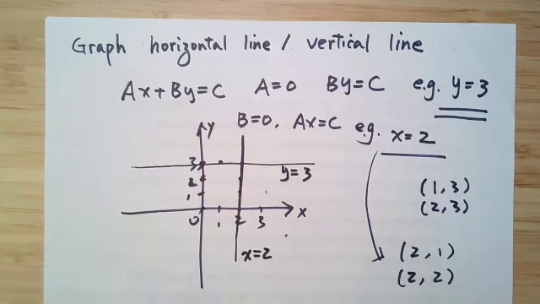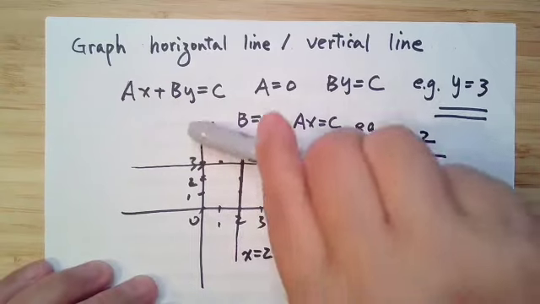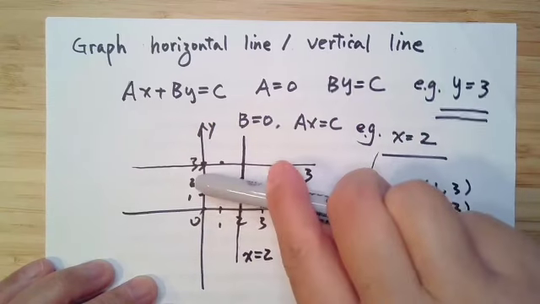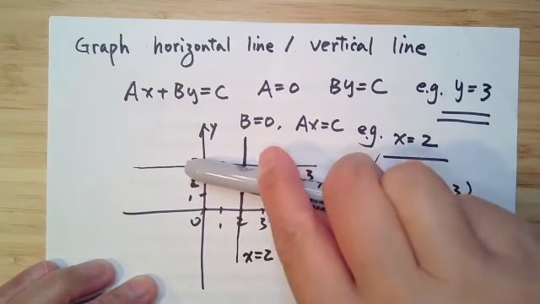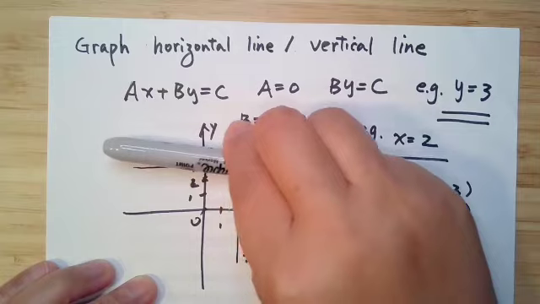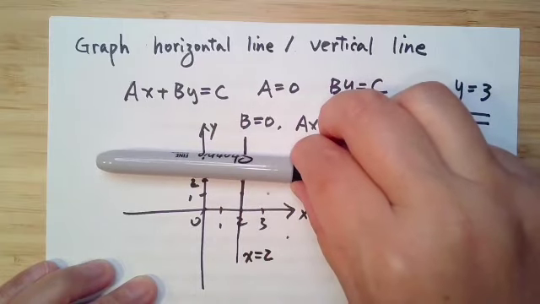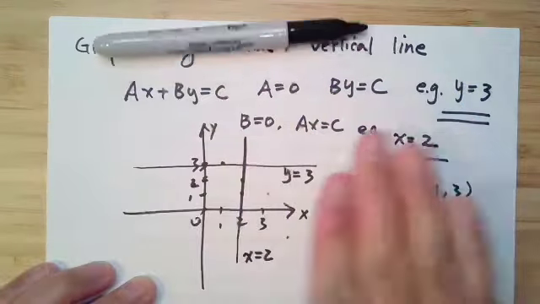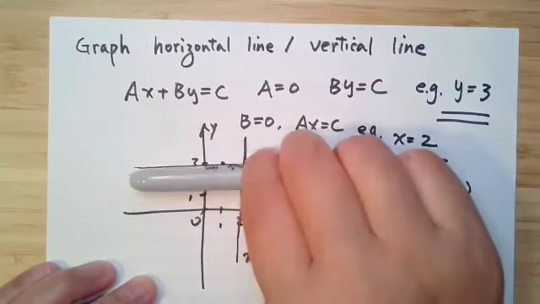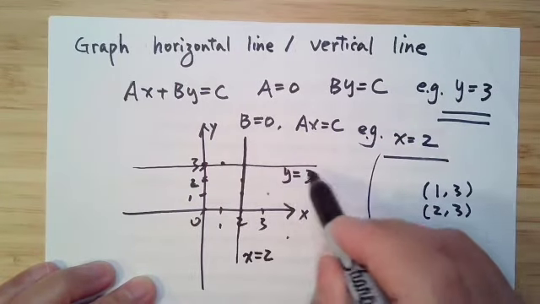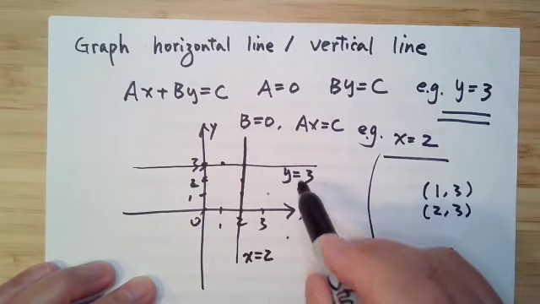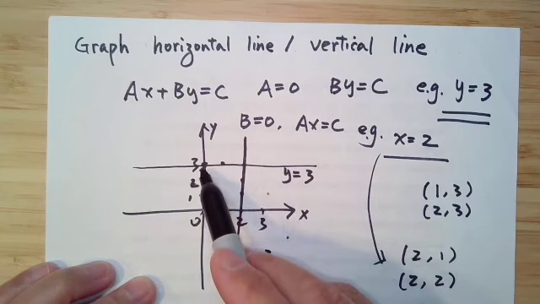When I give you the equation y equals a number, this is the y-axis, y is a number, so that means from that value, you just draw a horizontal line. Horizontal is this, left to right. So y equals 3 is a horizontal line that passes through the point 0, 3.